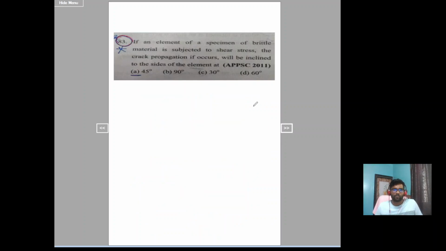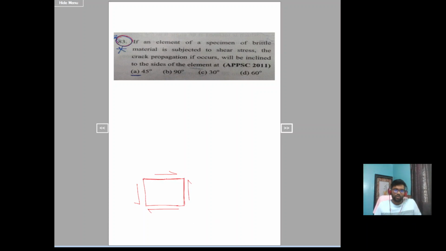Next, question 83. When an element of a specimen of brittle material is subjected to shear stress, that is pure shear, the crack propagation, if it occurs, will be inclined at an angle. How will the crack propagate, he is asking. Let's take this as a brittle material. I am applying some shear stress like this, pure shear. So these will be the maximum shear stress planes.